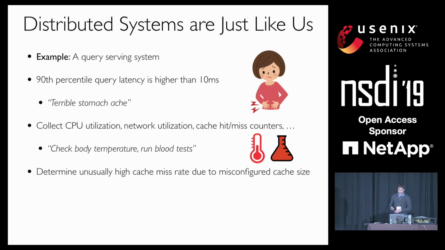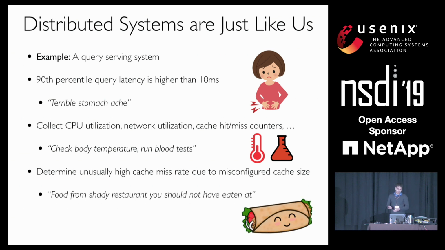So for instance, over here, the system operator might trace the problem to an unusually high number of cache misses, and then do some drill down analysis and figure out that the issue is due to misconfigured cache size. This is similar to your doctor looking at your test results and telling you that essentially you have food poisoning. And this might help you in preventing future occurrences of this by not eating at shady places.